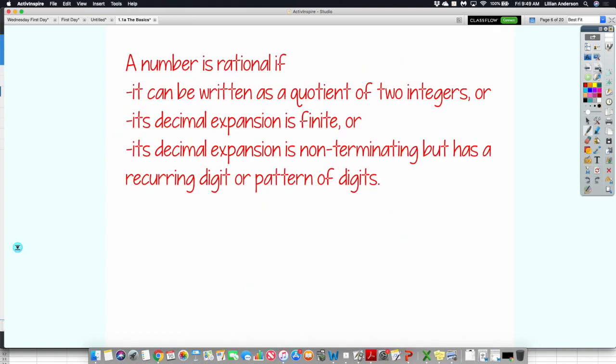Like I was saying before, if a number is rational, it can be written as a quotient of two integers. The decimal expansion is finite, which means that it ends. It's also a decimal that is non-terminating. In other words, it doesn't end, but it has a recurring digit or a pattern of digits. Those are rational numbers.